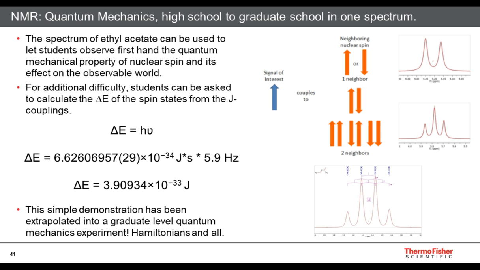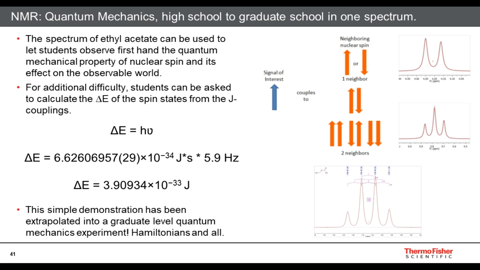And so if you have one neighbor, you have two possible orientations. You're happy and they're happy, you're happy and they're sad. And so you get two different energies, you get two different peaks. And we see that in the upper right-hand corner. You see we have a single signal of interest, but it splits into two different peaks because of the effect of that neighboring quantum spin.